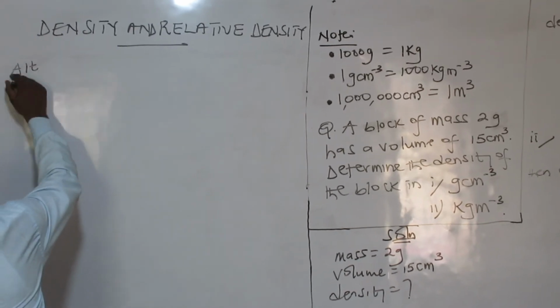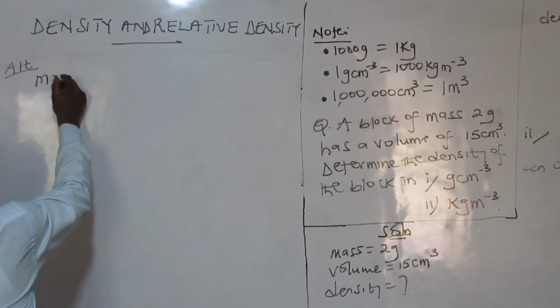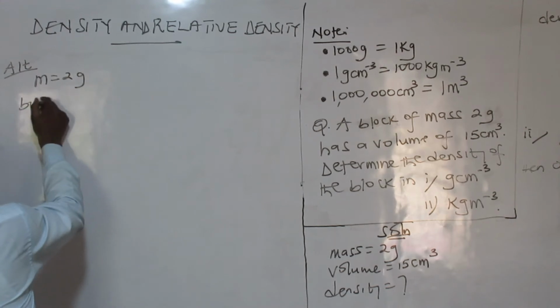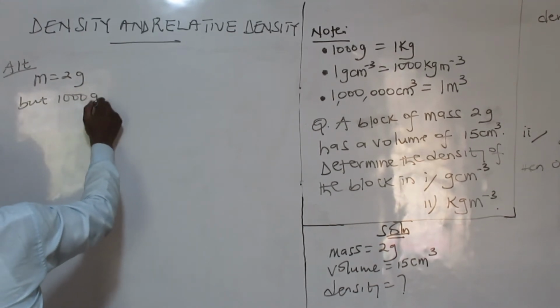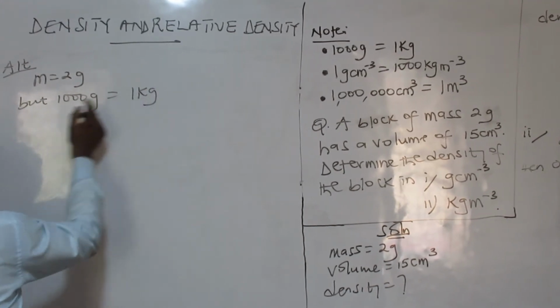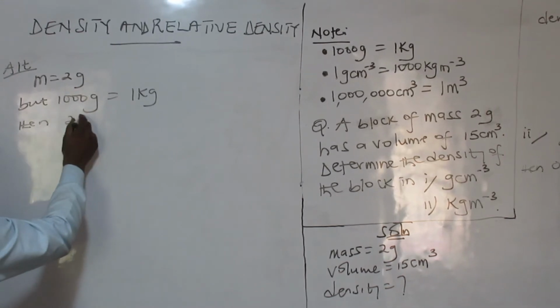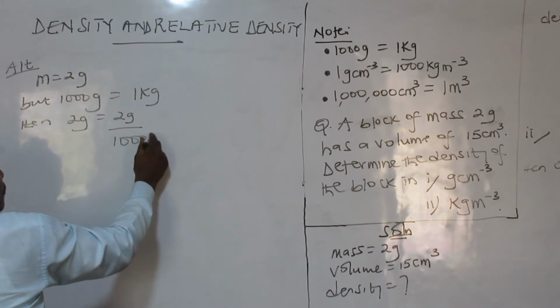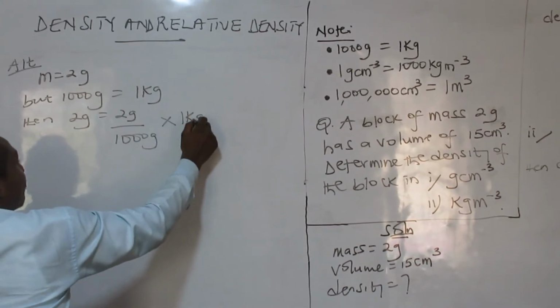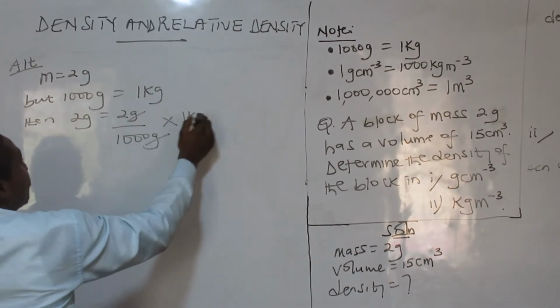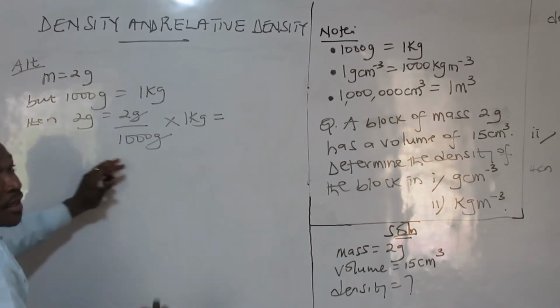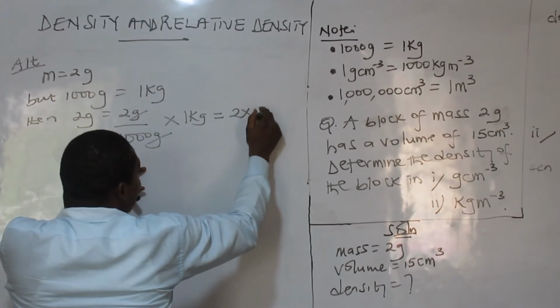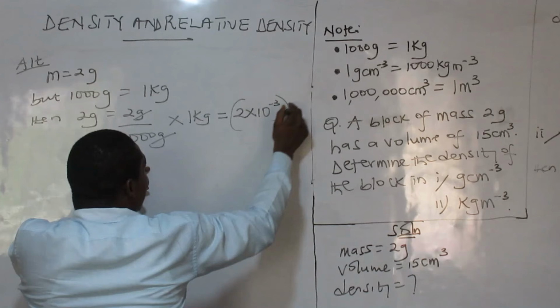So the mass here is 2 grams. But 1000 grams equals 1 kilogram. Then 2 grams will give me this. You see, always. Remember what I told you? So this is what I'm going to get. Now, 2 over 1000 will give you 2 times 10 to the power minus 3 kilogram.